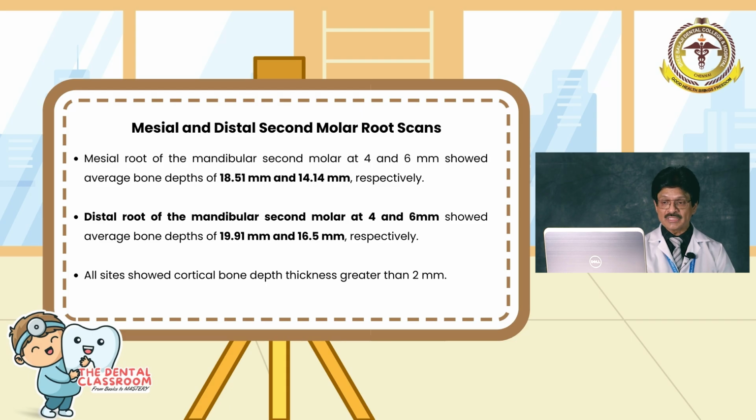The distal root of the mandibular second molar at 4 and 6 mm showed average bone depths of 19.91 mm and 16.5 mm respectively. Thus, I reiterate that the distal root of the mandibular second molar is an ideal position to place the mandibular buccal shelf screw, because all these sites, be it mesial or distal root, show cortical bone thickness greater than 2 mm, but a better position would be the distal root of the mandibular second molar.